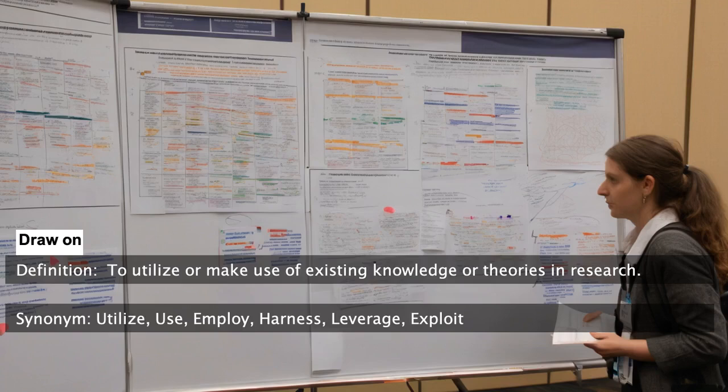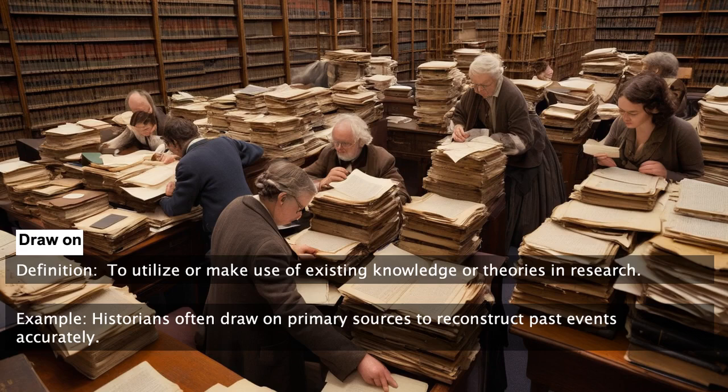Draw on: to utilize or make use of existing knowledge or theories in research. Synonym for draw on: utilize, use, employ, harness, leverage, exploit. Historians often draw on primary sources to reconstruct past events accurately.